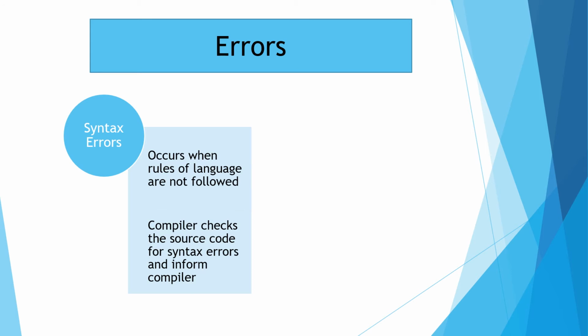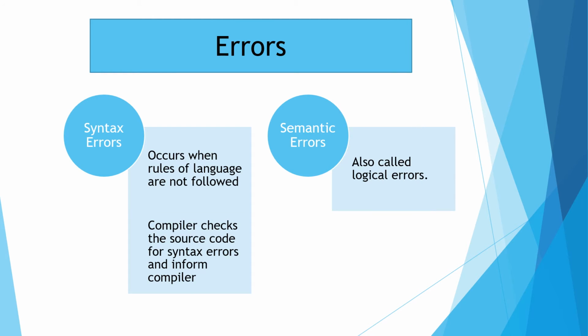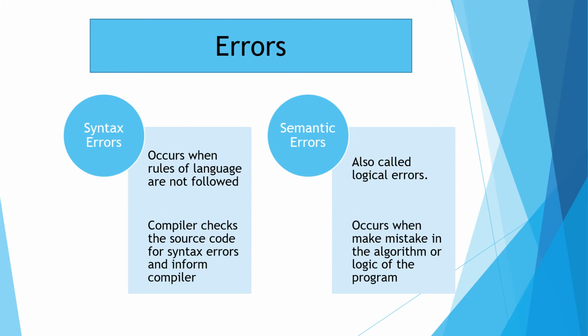Now the second type of error is semantic errors. Semantic errors are also called logical errors because they are related to the logic of the program. These errors occur when we make a mistake within the process, within the logic of the program, or in an algorithm.